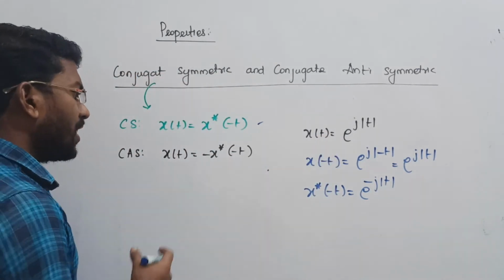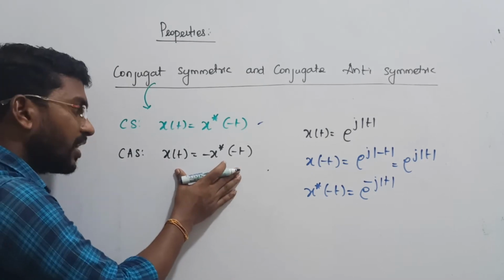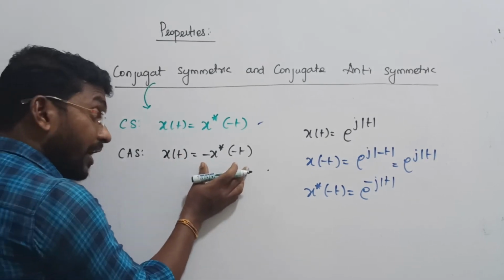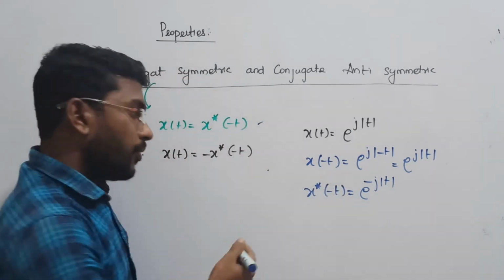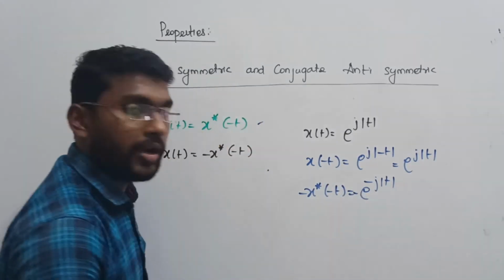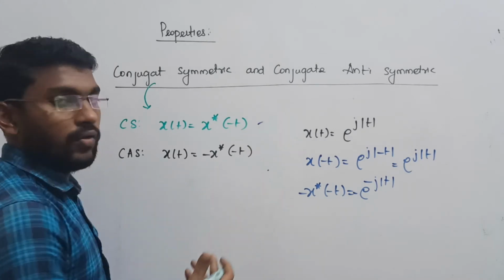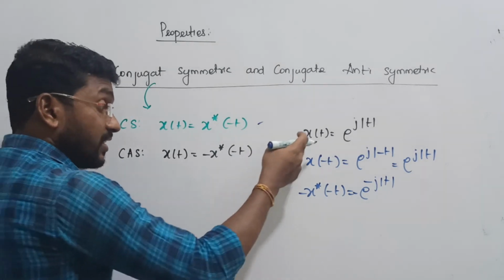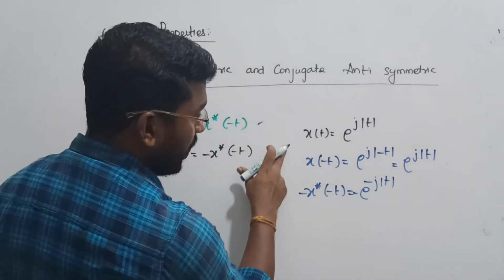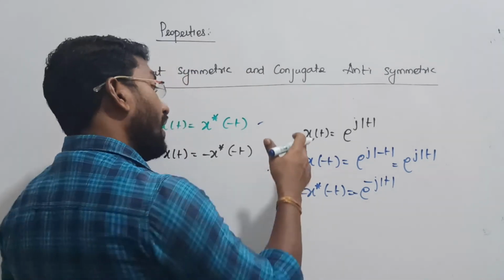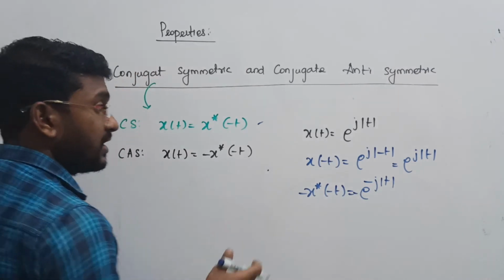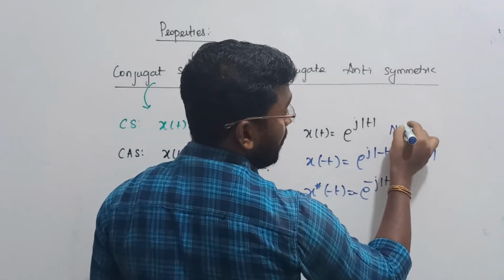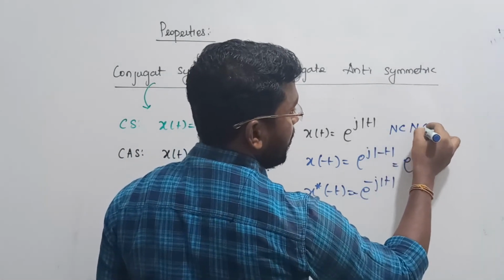Let us check at least the other condition. What is required for this condition? x of t equal to minus of x conjugate of minus t. I have x conjugate of minus t. If we multiply by minus, here also it will become minus. See there, again they are not equal. So the conclusion is x of t and x conjugate of minus t are not equal, and x of t and minus x conjugate of minus t are also not equal. So the given signal is neither conjugate symmetric nor conjugate anti-symmetric.